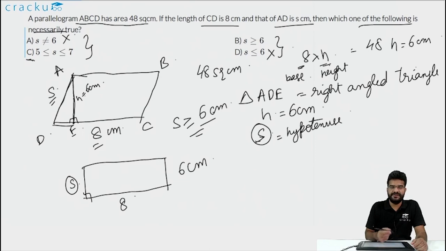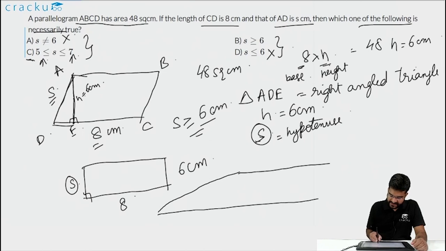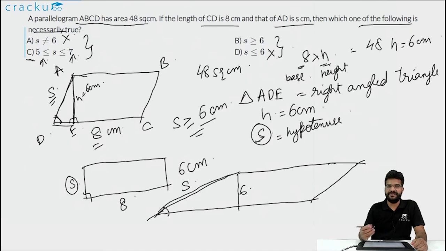between 5 and 7. This is also not necessarily true, because S first of all cannot be less than 6. So S can't exist between 5 and 6, and there is no necessary upper limit for S. For example, if the parallelogram that we are considering is very acute, where the angle ADA is very low, then the length of S will be very large. The height will ultimately come down to 6, but the length of the hypotenuse can be very large. So there is no necessary upper bound for S.